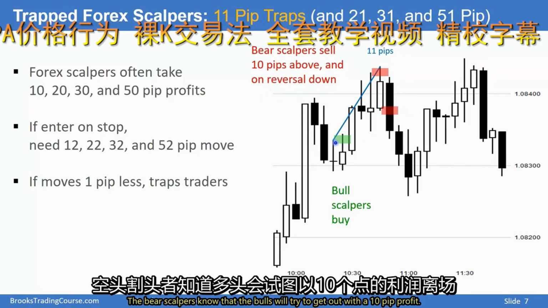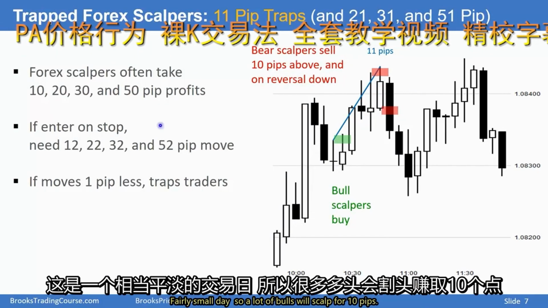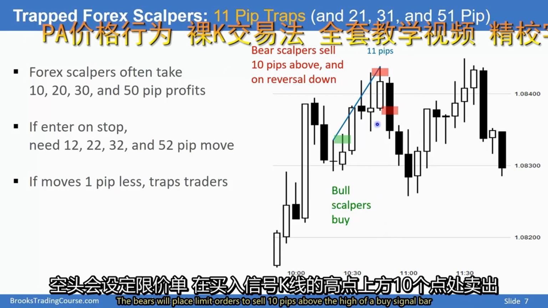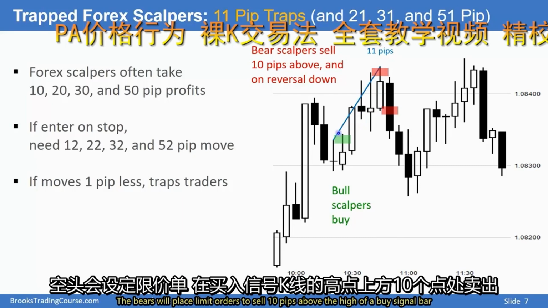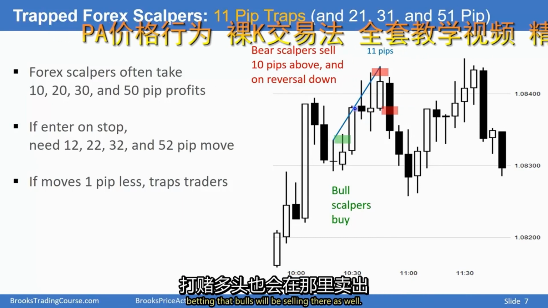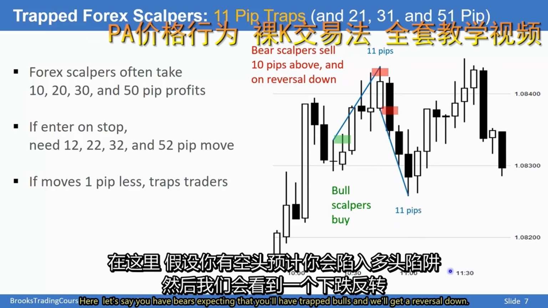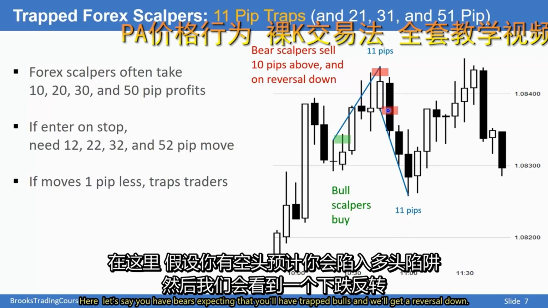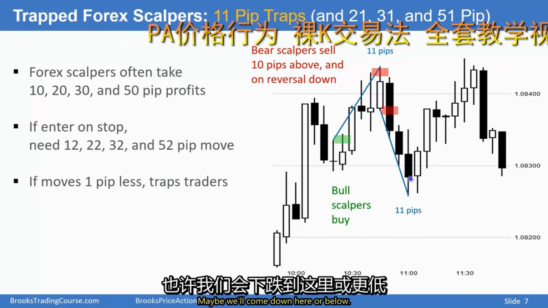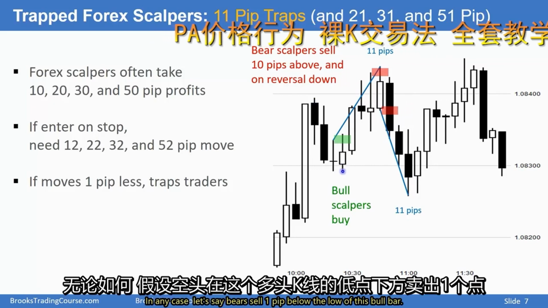The bear scalpers know that the bulls will try to get out with a 10 pip profit. Fairly small day, so a lot of bulls will scalp for 10 pips. So the bears will place limit orders to sell 10 pips above the high of a buy signal bar, betting that bulls will be selling there as well. Here, let's say you have bears expecting that you'll have trapped bulls and we'll get a reversal down. This is a final flag. Maybe we'll come down here or below.